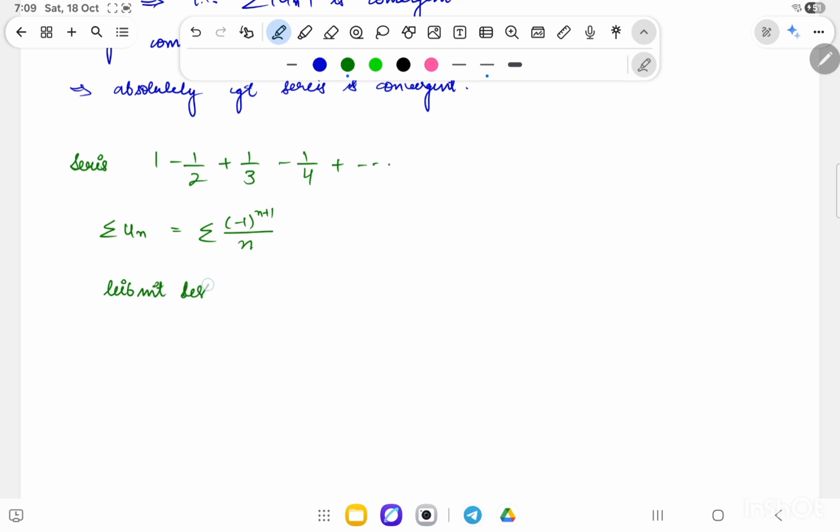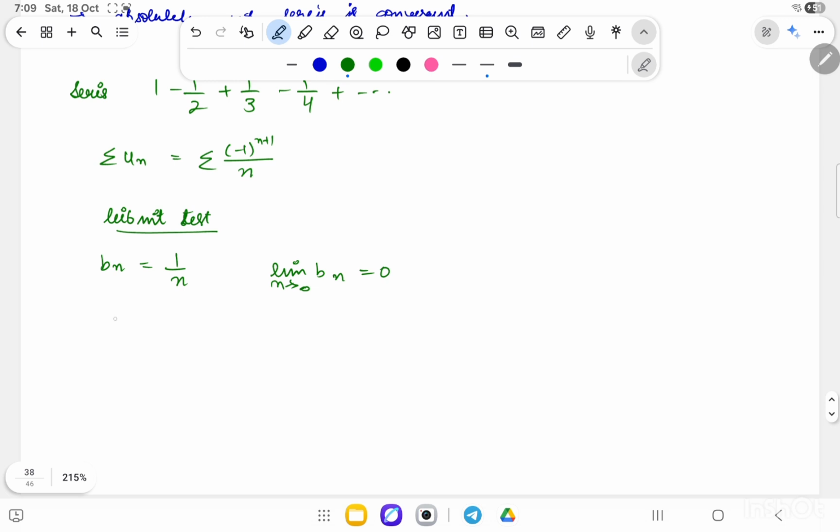In this case our bn is 1 by n, and limit as n approaches infinity, bn is basically 0. Also bn is a decreasing sequence because n minus 1 is always less than n, and from here 1 by n will be less than 1 by n minus 1. That basically gives me bn is less than bn minus 1. Therefore bn is a decreasing sequence.